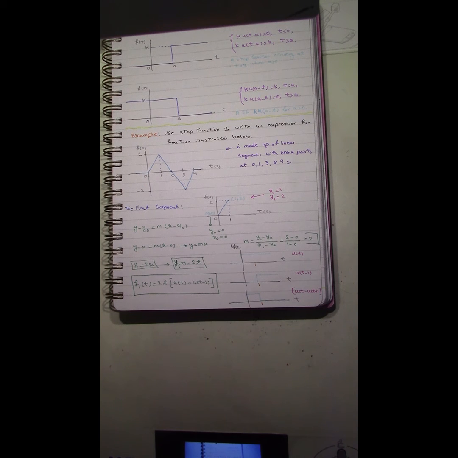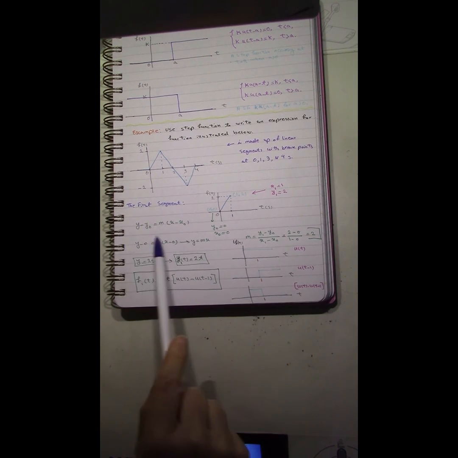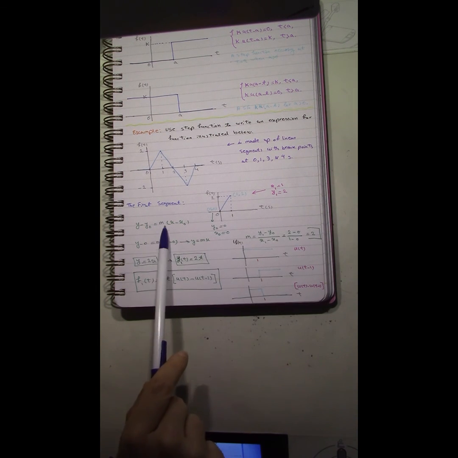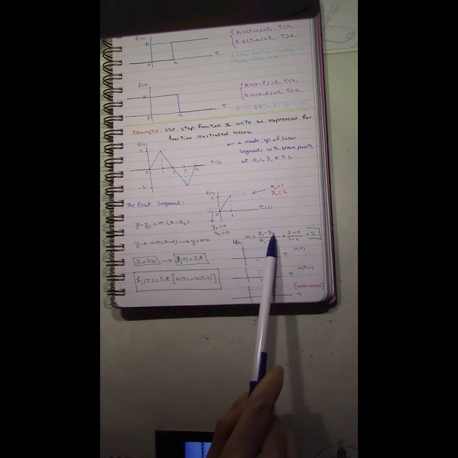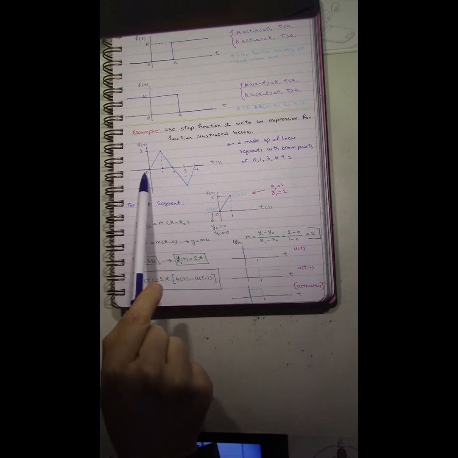What's that? 2t? Where did you get 2t? Okay, yes, because this is 2. How did you calculate that one? Usually you can use this equation to find the function for this line. So this is the slope. How do you calculate the slope? The second y minus the first y, over the second x minus the first x.